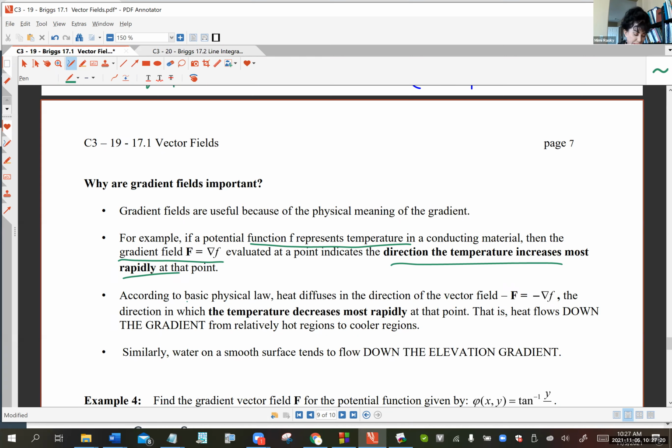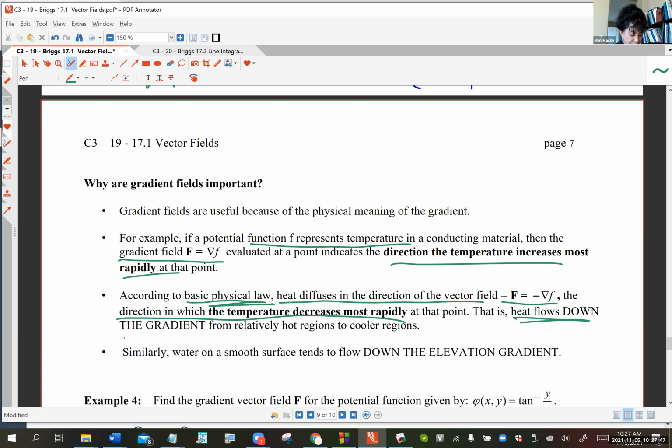And so according to basic physical law, heat diffuses in the direction of the vector field opposite of the gradient. This is because entropy is increasing. If you take a thermodynamics class, you'll learn that. And that means that the temperature will always start cooling off, decreasing. You're going to have it decrease most rapidly at that point.